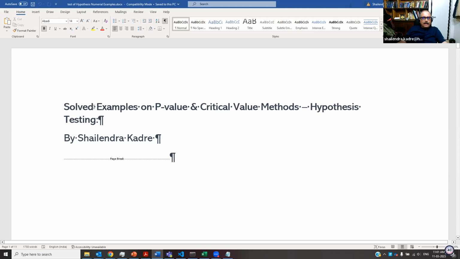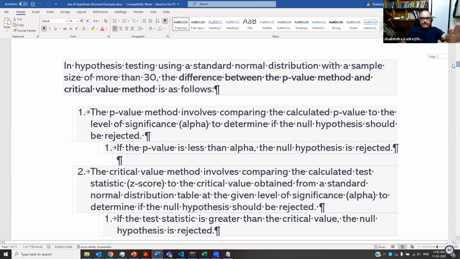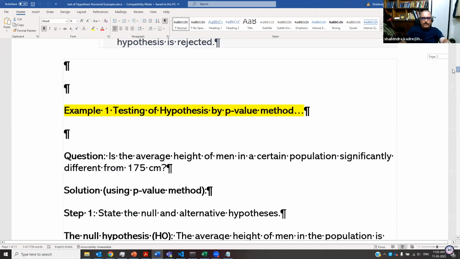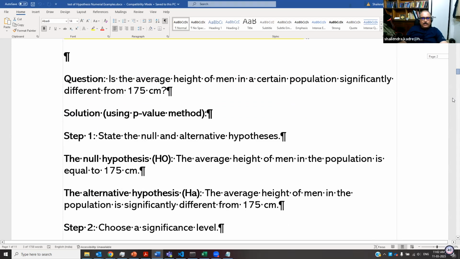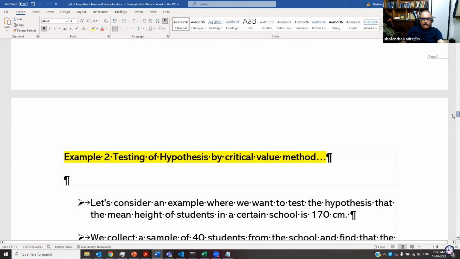In the last class, if you remember, we were doing some solved examples on hypothesis testing using the p-value method and critical value methods. We covered a two-tail testing example using the p-value method, then the same two-tailed testing example with the critical value method. I explained in the last class also that the p-value method is more common and more popular, so we have to concentrate more on that.